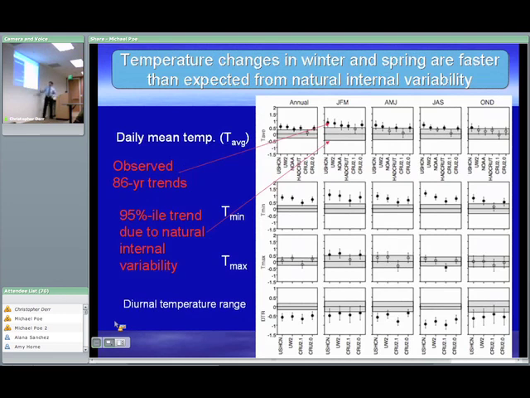We looked at the annual, and we looked at the 4 seasons. We looked at daily average temperatures, daily minimum temperatures, daily maximum temperatures, and the so-called diurnal temperature range. Essentially, what I'm showing you is that, as I showed you before, these dots are the observed trends. The observed trends at night are greater than the observed trends in daytime. The observed trends at nighttime, in general, seem to be too rapid to be entirely natural. The observed trends in the daytime are within the bounds of natural variability.